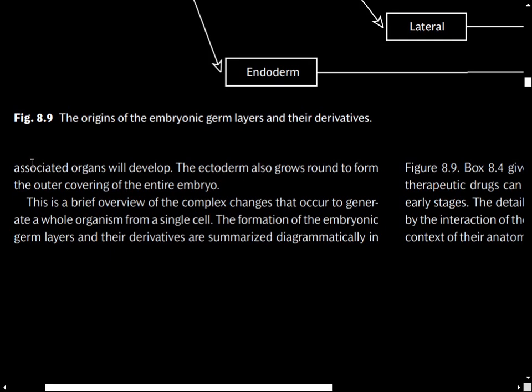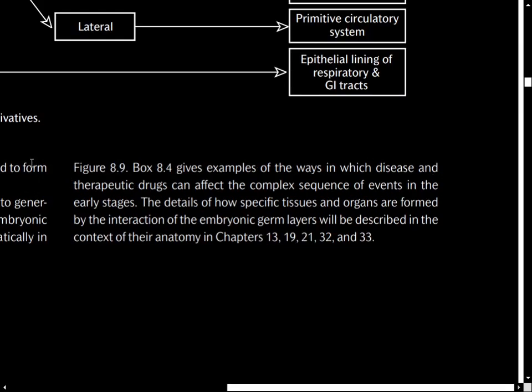This is a brief overview of the complex changes that occur to generate a whole organism from a single cell. The formation of the embryonic germ layers and their derivatives are summarized diagrammatically. Figure gives examples of the ways in which diseases and therapeutic drugs can affect the complex sequence of events in the early stages. The detail of how specific tissues and organs are formed by the interaction of the embryonic germ layers will be described in the context of their anatomy.